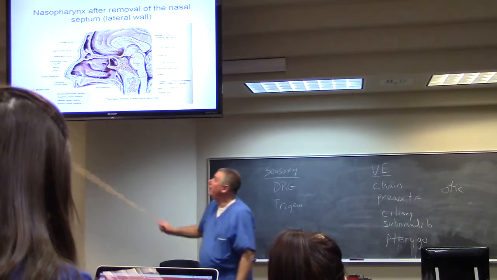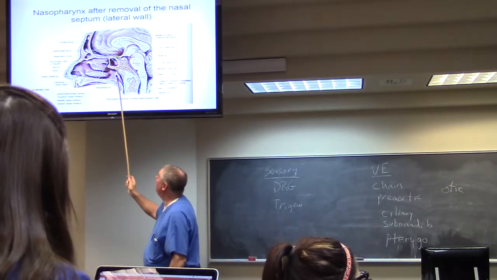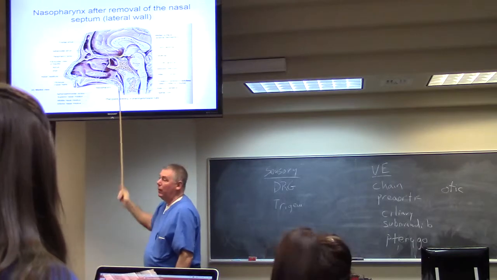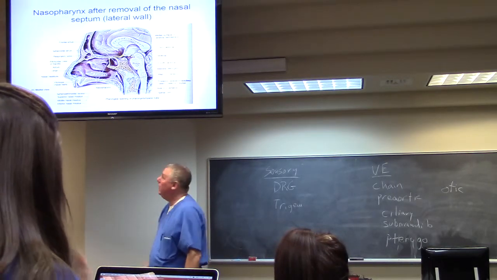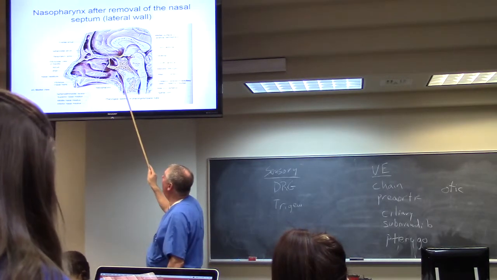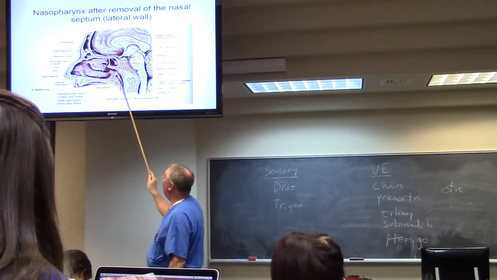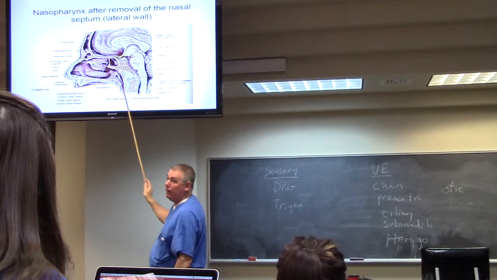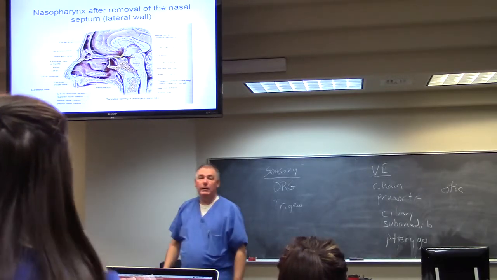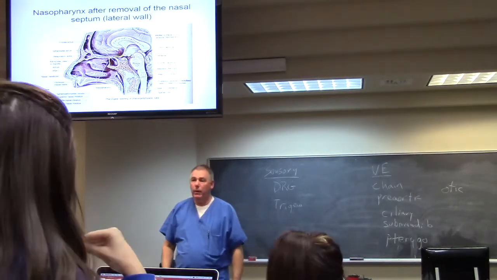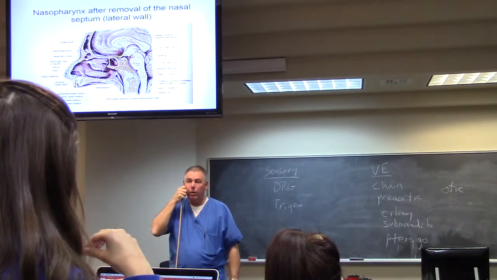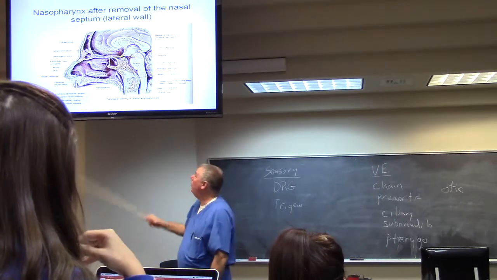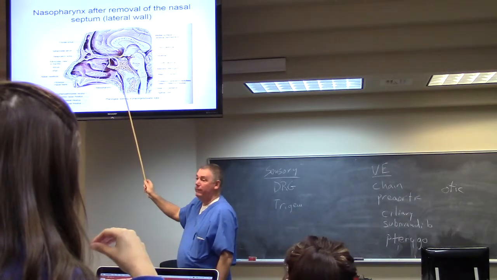Here's the opening of the eustachian tube right there, or pharyngotympanic tube, also called the auditory tube. It has a bump on it like that with a fold. You see that fold right there? That fold has a muscle deep to it that can contract to help close off parts of that tube and also to help elevate the pharynx.